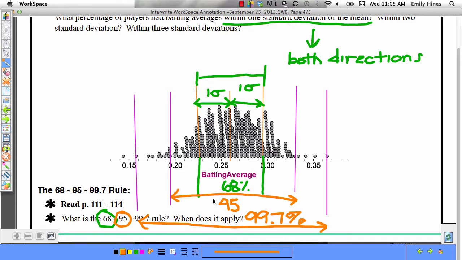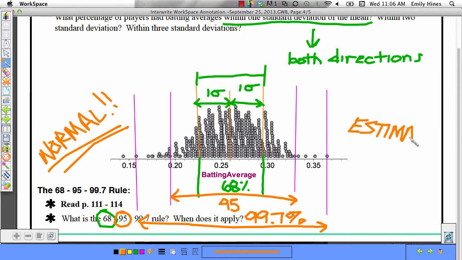Okay, notice it says, when does this apply? It only applies if your distribution is normal. Your distribution must be approximately normal for the 68, 95, 99.7 rule to apply. And something else to remember, this is an estimate. So not all distributions will be right on the money with this. There may be 66 here or 69 here, but it should be close to these 3 numbers.